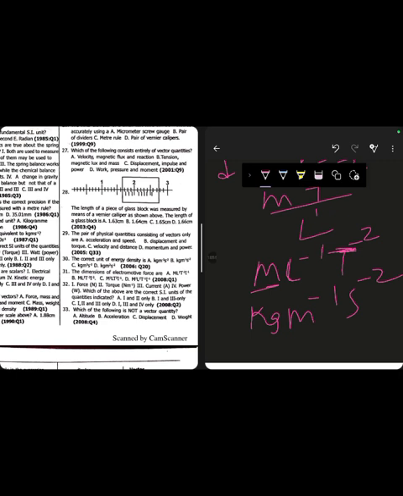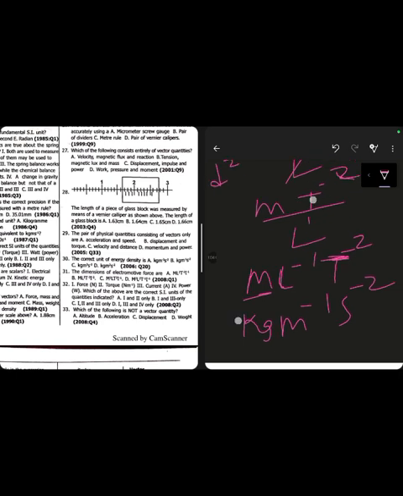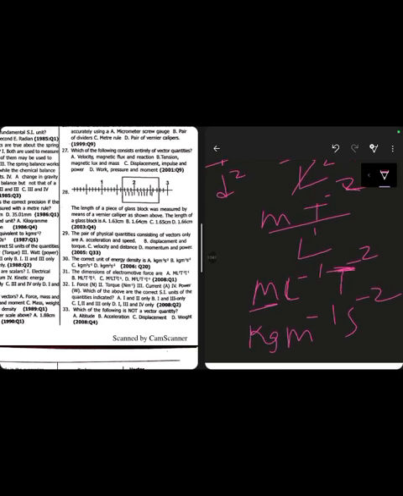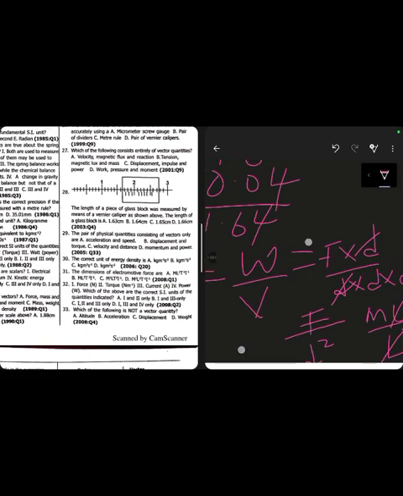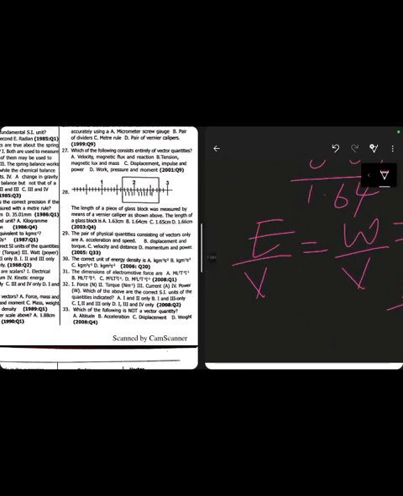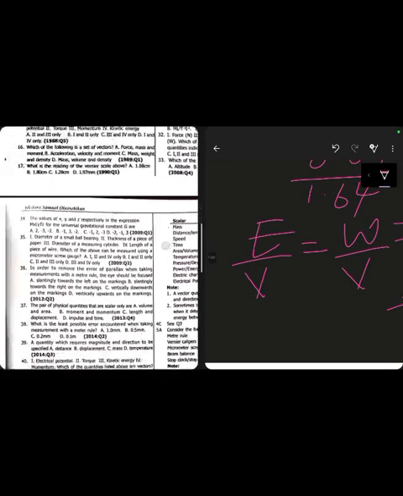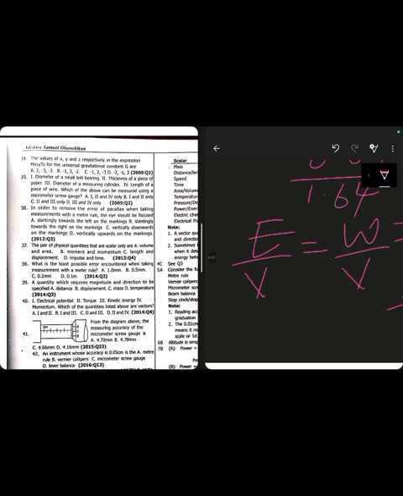Now for this one, if you don't know the formula, you'll not be able to apply it. So probably, like I've always said, always have a formula book. So energy density is what? Energy over volume. So I think with this, we are able to go on and solve all of them.